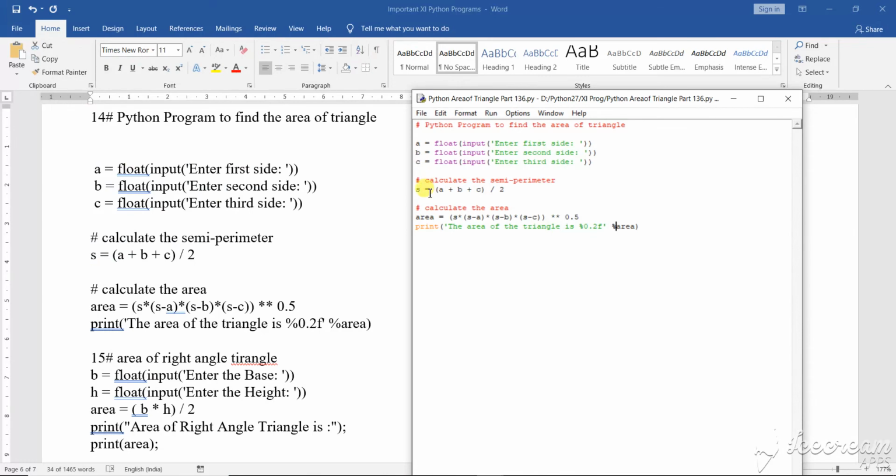Like here I have given s equals a plus b plus c divided by 2. That means, see here, the bracket open, bracket close, then the divide sign, and here s into s minus a, then within a bracket, into s minus b within a bracket, into s minus c, then bracket close, then the final bracket close, double star 0.5. So this is the thing you have to know. Except that, you can find out any type of calculation, you must know the formula of them.